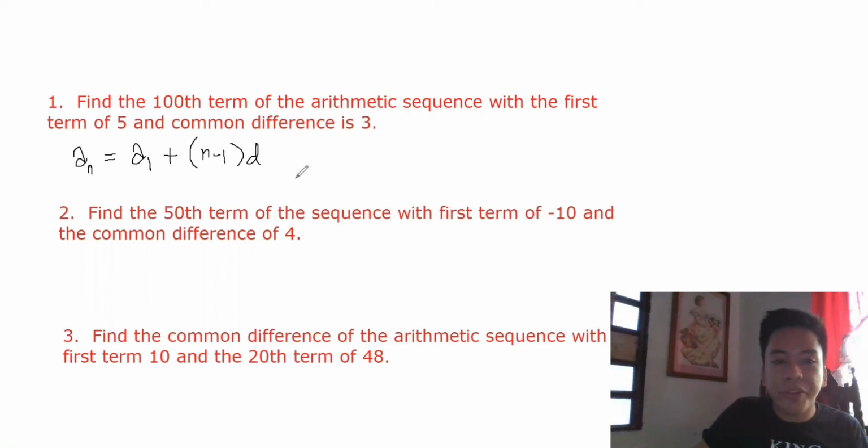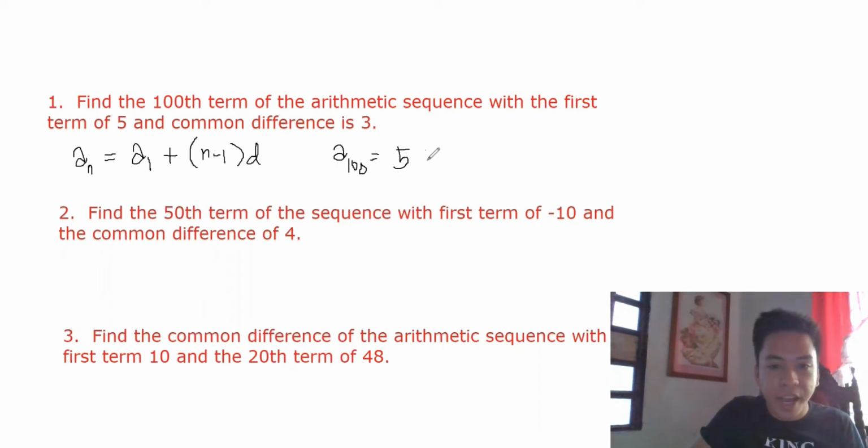So you're looking for the 100th term, so therefore your n is 100, right? So that means you have a sub 100, so that means you're looking for the 100th term. Your first term is 5, so that's 5 plus, what's 100? That's 100 minus 1 times common difference of 3, so that's gonna be 5 plus, that's 99. So that's 99 times 3.